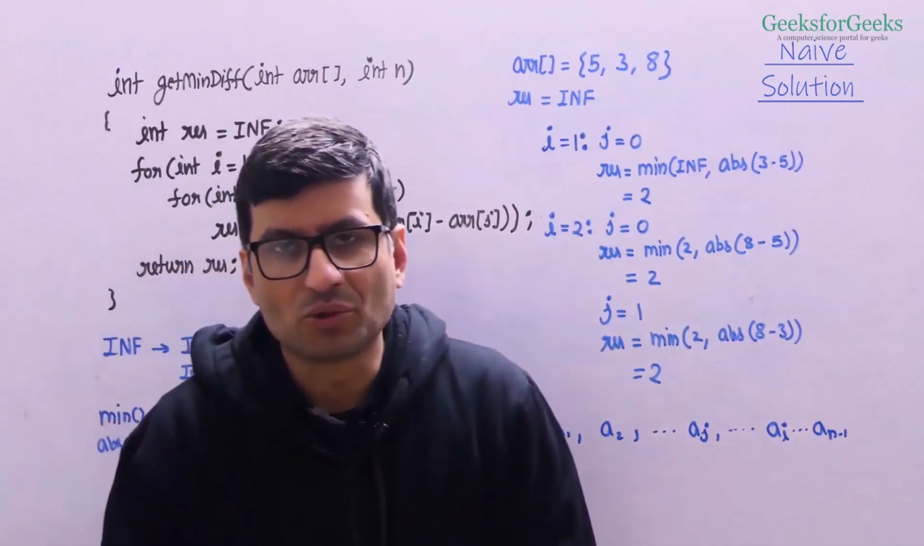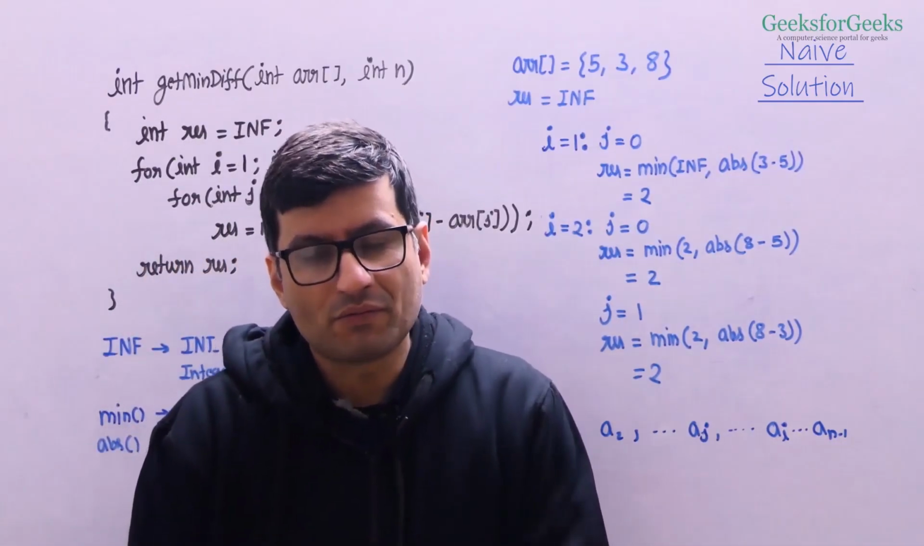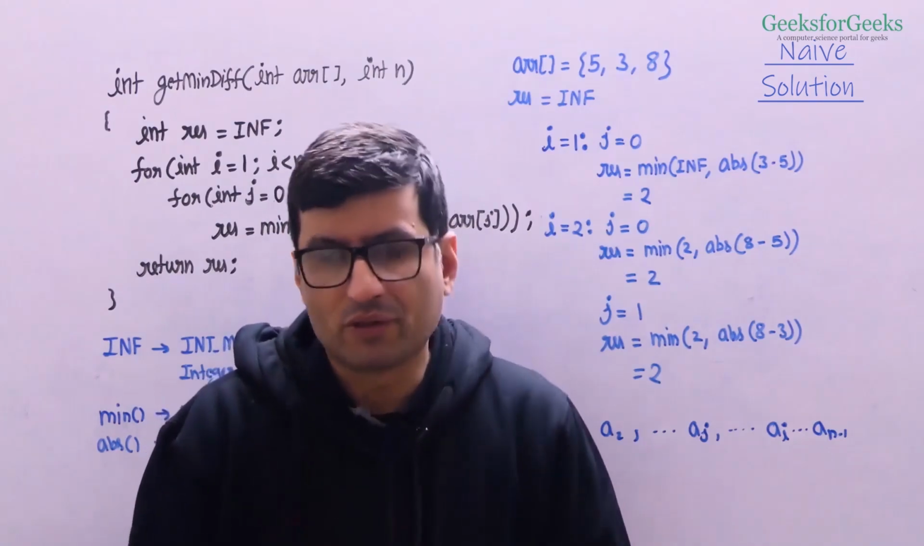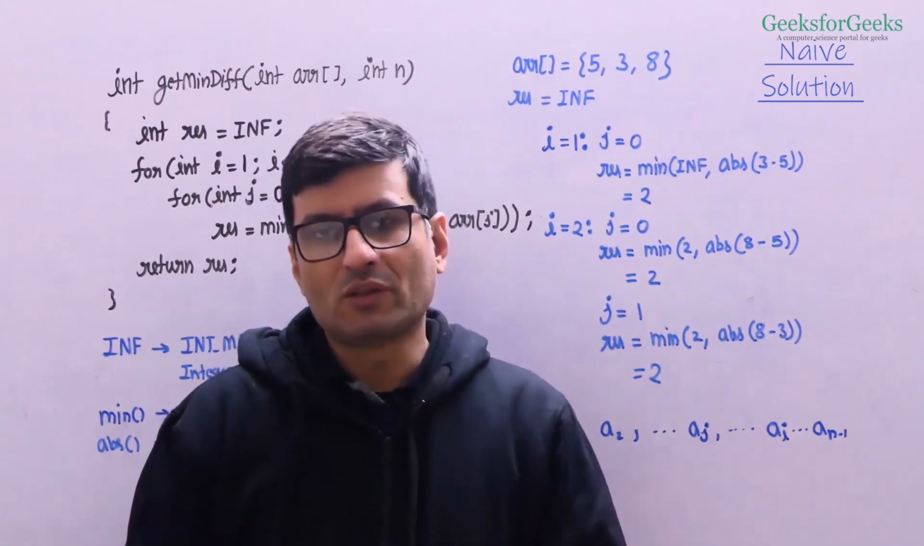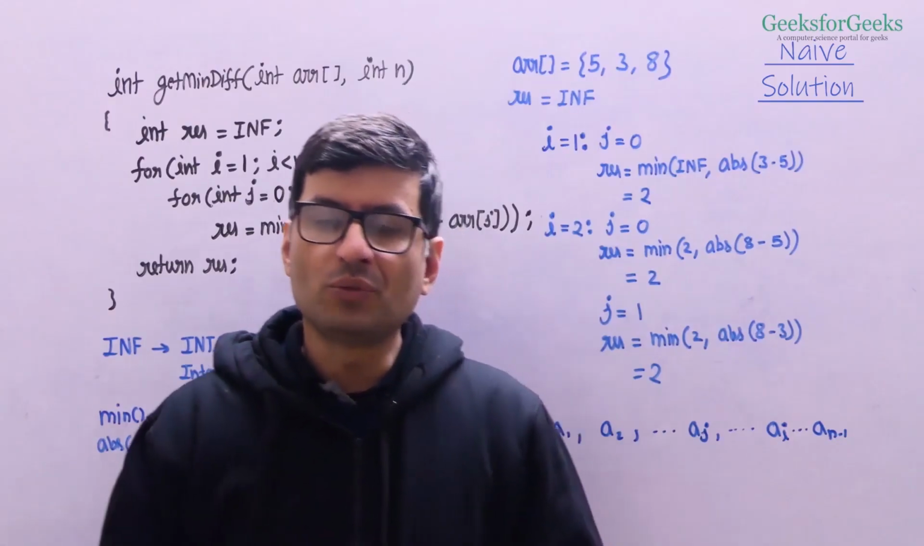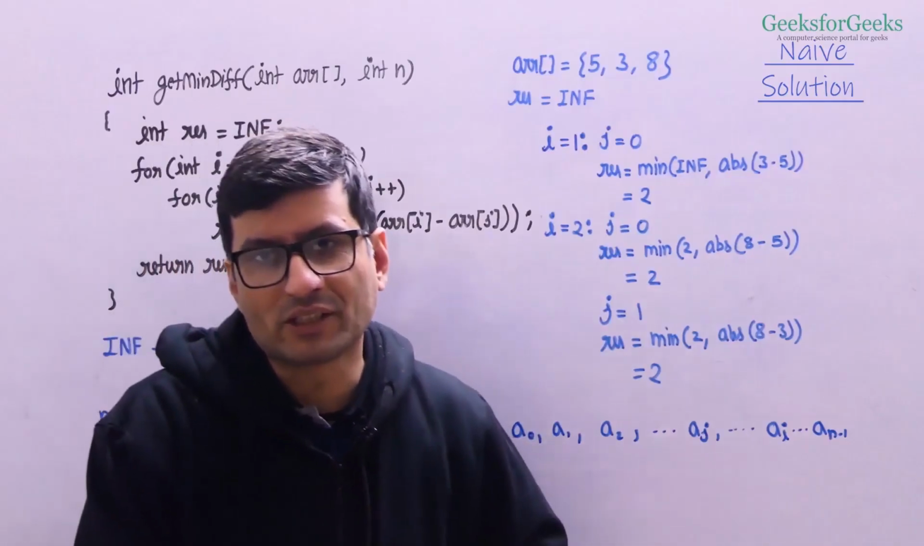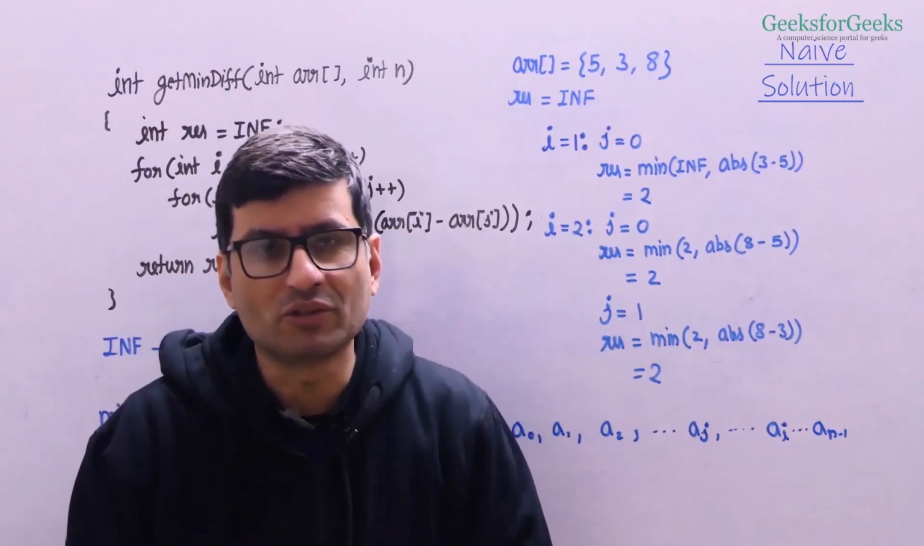The idea of this naive solution is to consider all pairs. For every pair, find the absolute value of the difference. And if this absolute value of difference is less than the result so far, then update the result. We initialize the result as infinite, INT_MAX in C++ and Integer.MAX_VALUE in Java.